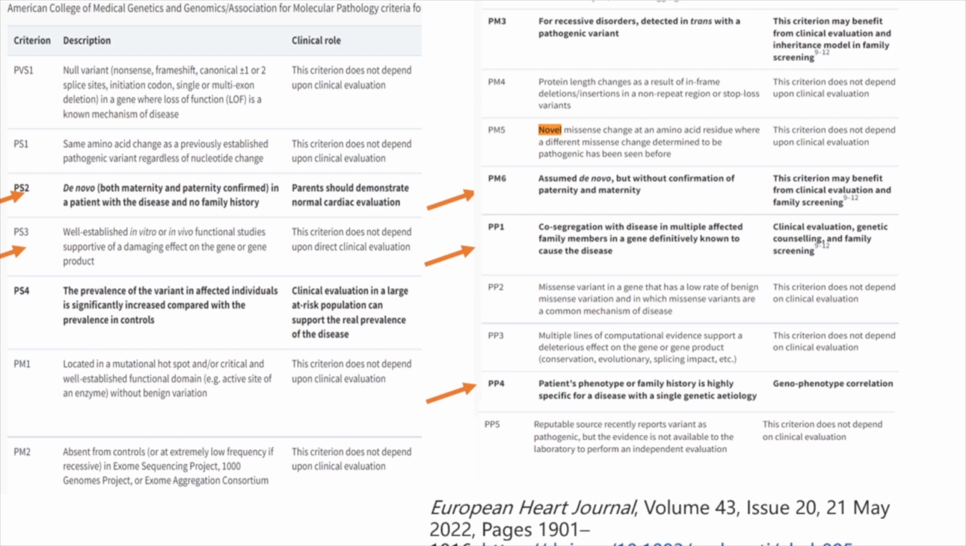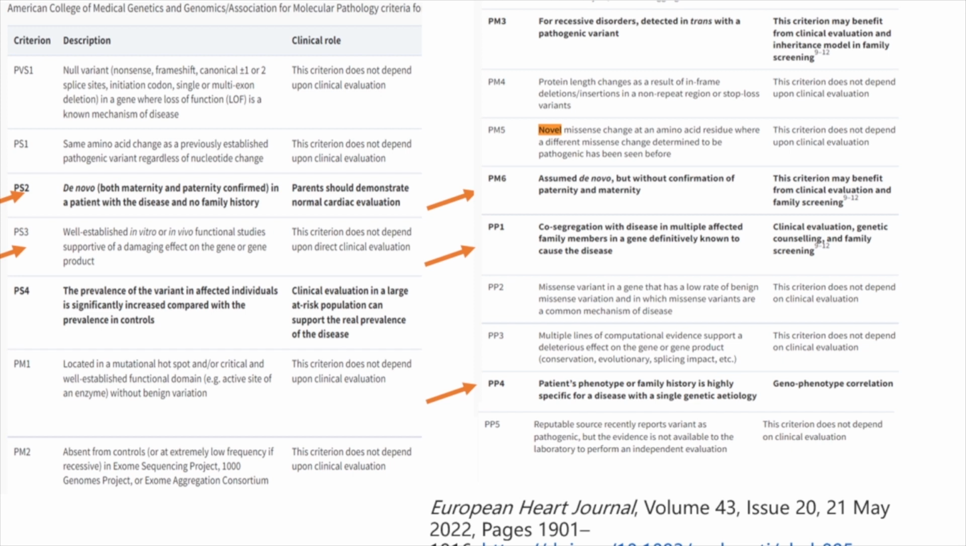So this is taken from an article that was applying the ACMG criteria for a cardiac disease, so you can find that as a cardiac evolution. Sorry for that, but this description of the variant is common for any genetic disease. So the parents should demonstrate a normal evaluation.